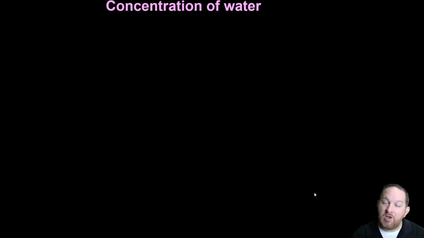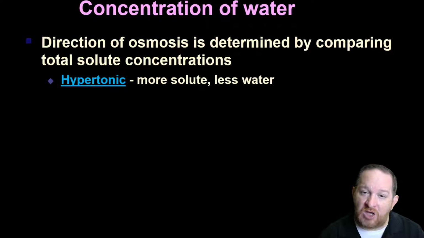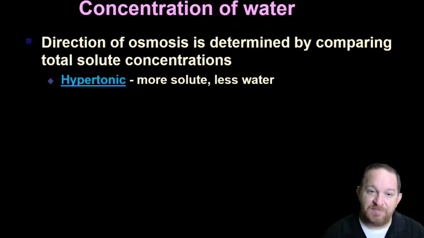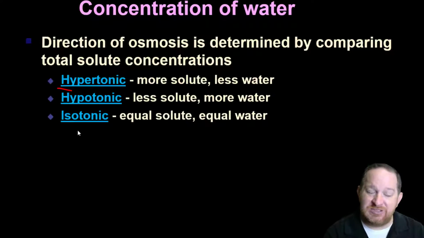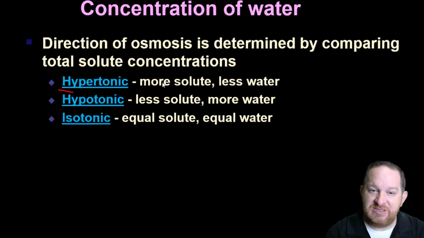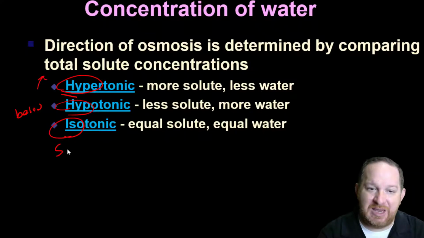All right, so when we talk about concentration, we give it some terms and we compare the total concentrations. Here are the terms we give: hypertonic, hypotonic, and isotonic. So let's break these down. Hypertonic, you think hyper, you think extra, more. Hypo, you think below, right? Iso, you think same. So basically, hypertonic means there's more solute and less water.